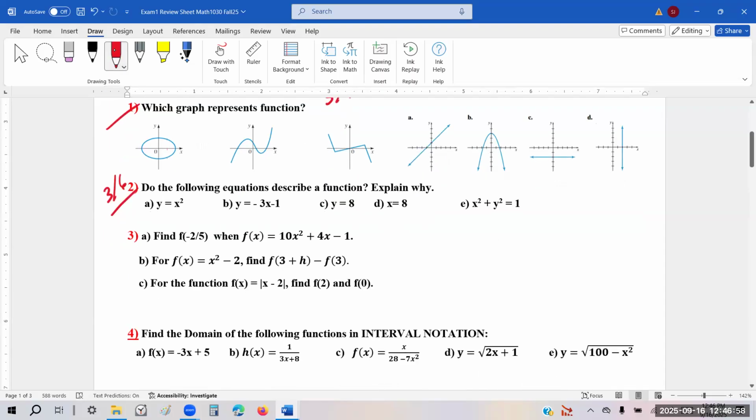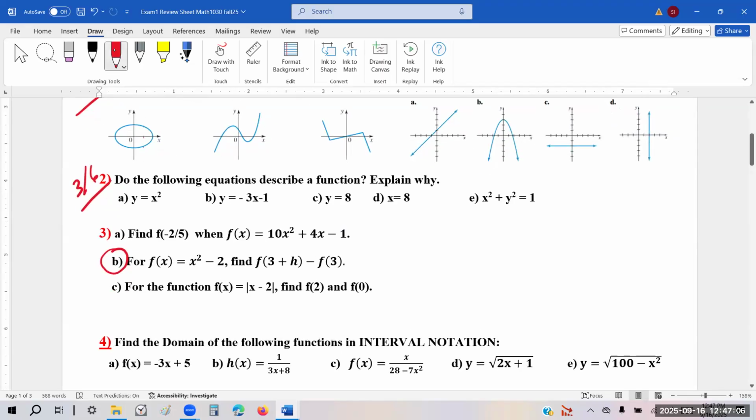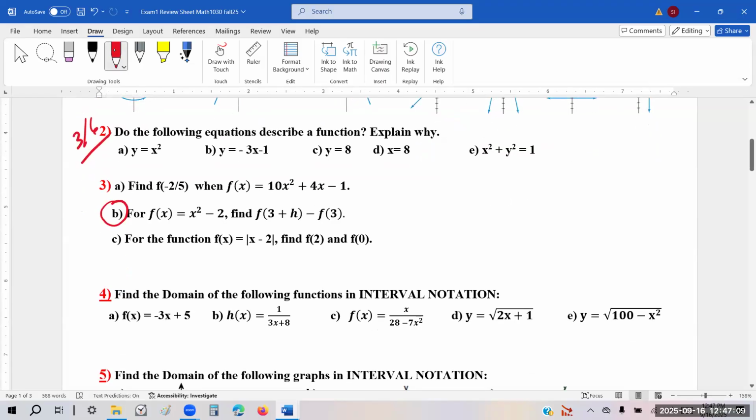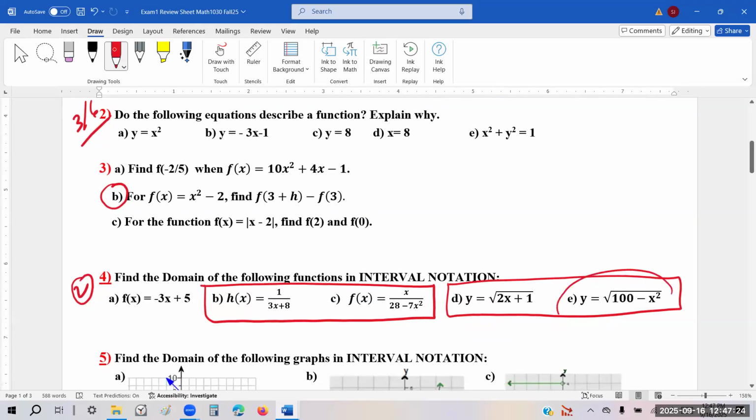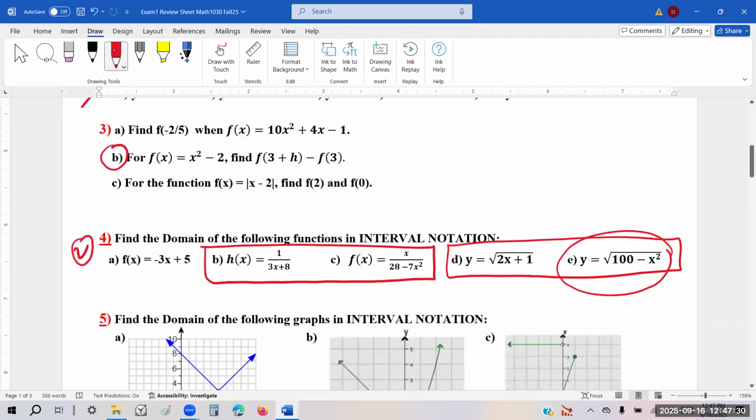From question number 3, I'll ask you B. Let me make it a little bit bigger. From question number 4, there will be 2 questions. One will be from the rational, and one will be from the even root. My plan is to give you the harder one with the square inside. And for the rational, they both are the same level of difficulty, so either one of them.